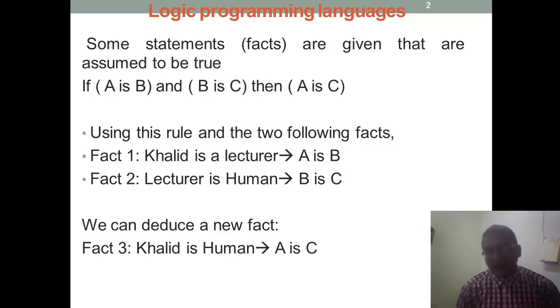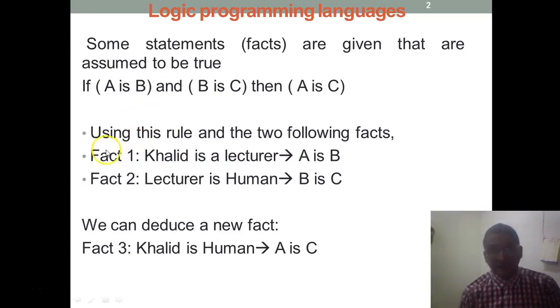So first we'll see what a fact is. A fact is a statement which is assumed to be true. Let us take an example. If A is B is given to us, and also it is given that B is C, then we can induce that A is C.